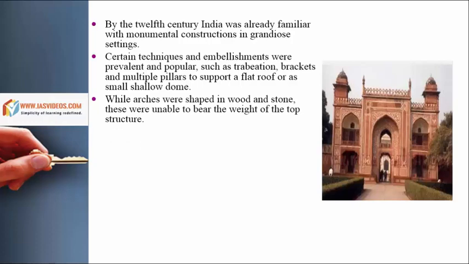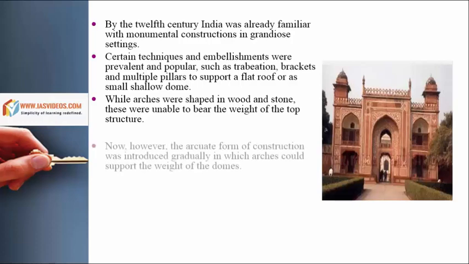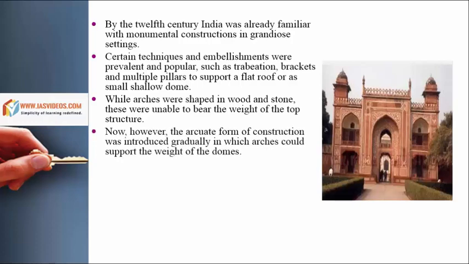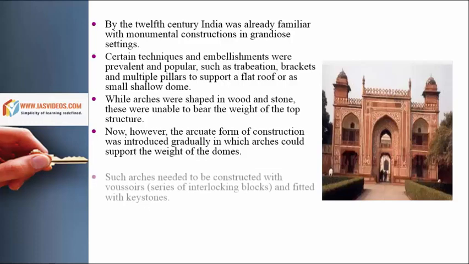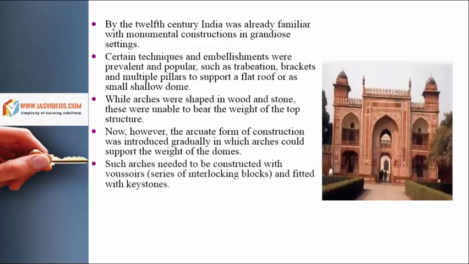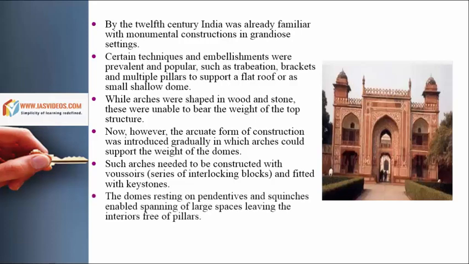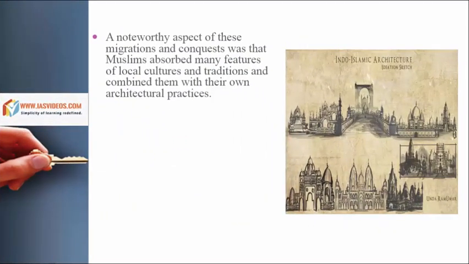While arcs were shaped in wood and stone, these were unable to bear the weight of the top structure. Now, however, the arcuate form of construction was introduced gradually, in which arcs could support the weight of the domes. Such arcs needed to be constructed with voussoirs and fitted with keystones. The domes resting on pendentives and squinches enable spanning of large spaces, leaving the interiors free of pillars.